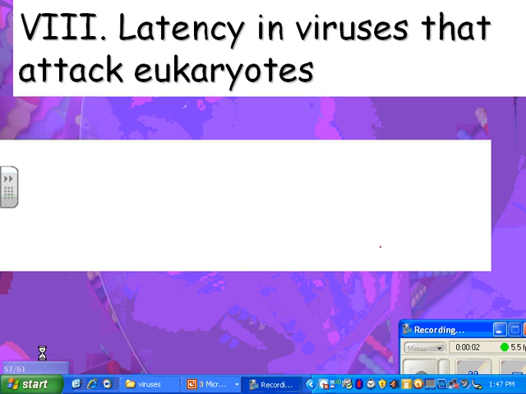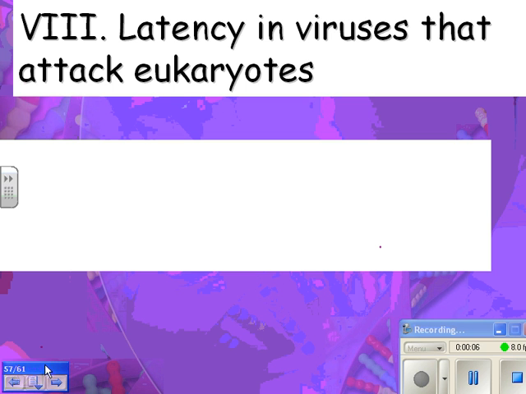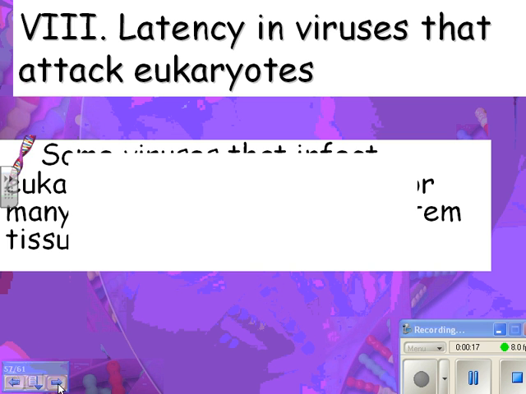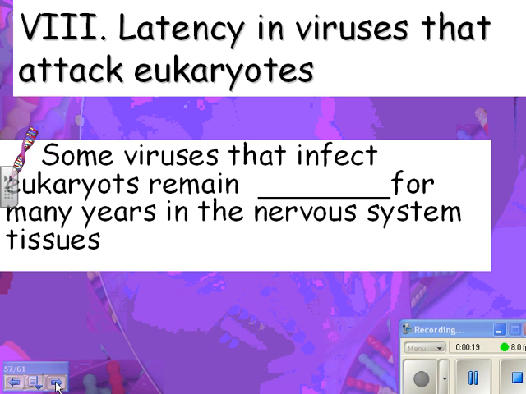Latency and viruses that attack eukaryotes. So we talked a little bit about the difference between the lytic and the lysogenic cycle in bacteria, prokaryotes, and now we'll talk about it a little bit in eukaryotes because there are some viruses that can lie dormant for years and then come out. So some viruses that infect eukaryotes, like you, remain inactive or dormant for many years in the nervous system tissues.